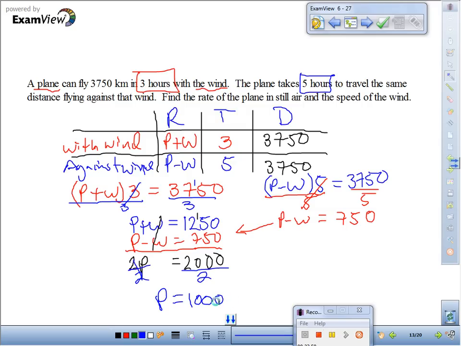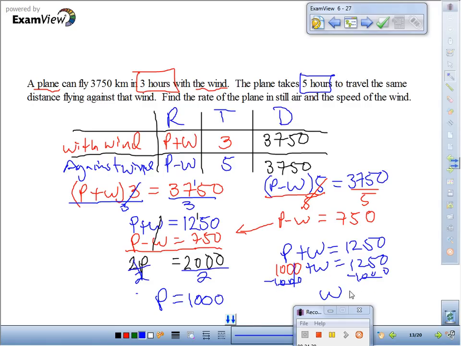So, now that we have the plane speed, which one of these two would we use to find the plane speed? The positive. So we have P plus W equals 1250. But instead of P, we substitute the 1,000 right here. We bring down the plus W equals 1250. Minus 1,000, minus 1,000, we're left with, the wind speed is 250 kilometers per hour. Man, that's fast.